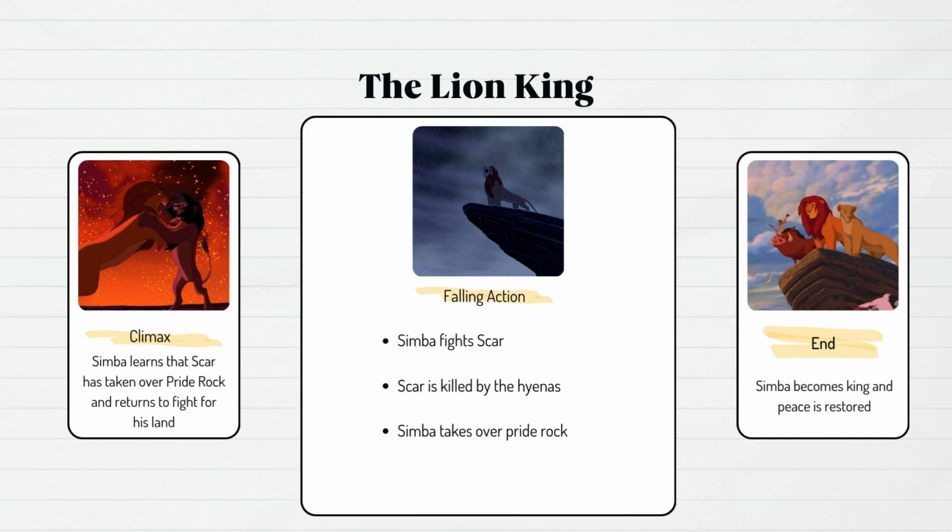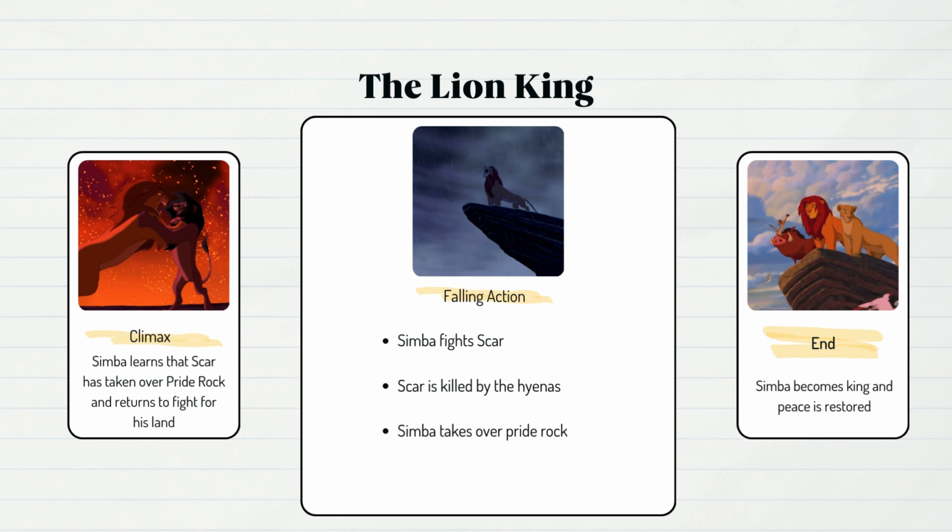So then everything starts raining, things start quieting down. Simba starts taking over Pride Rock. He walks up to the top, roars. So that's how that big fight ended up turning out. And then we get to that end where Simba becomes king, peace is restored, and everything is happy.